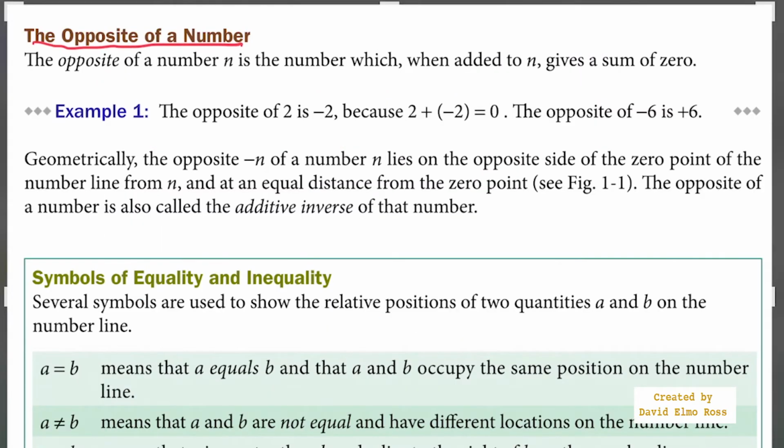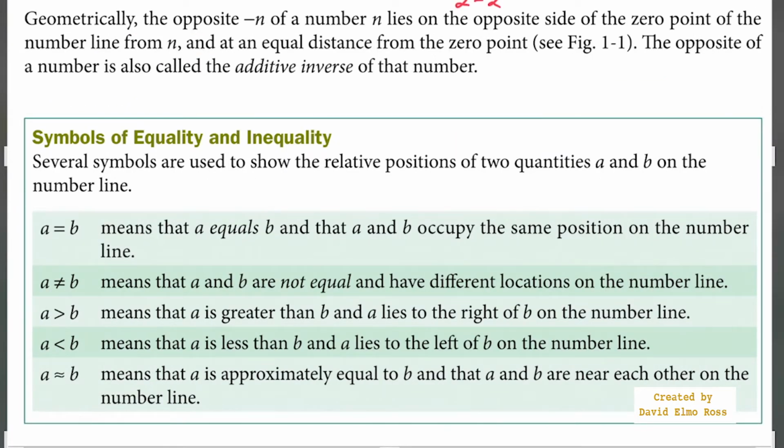The opposite of a number means that if you add a number to its opposite, you'll get a sum of 0. For instance, 2 is 2 units to the right, and if we add 2 units to the left, we add up and get 0. And this is done by 2 plus negative 2, which is the same thing as 2 minus 2, which gives you 0. Also, minus 6 is 6 units to the left of 0. Positive 6 is 6 units to the right of 0. So when we add these two, these balance and give us 0.